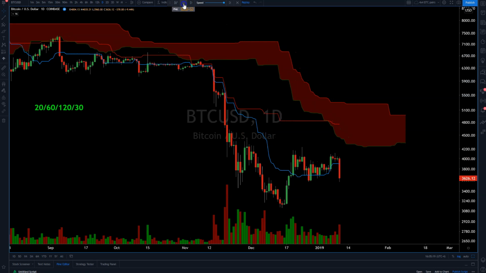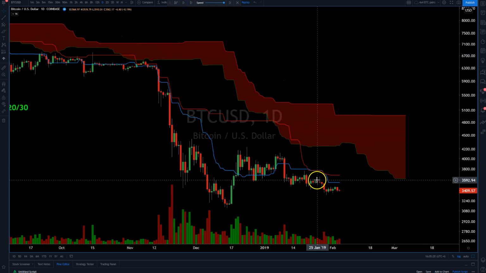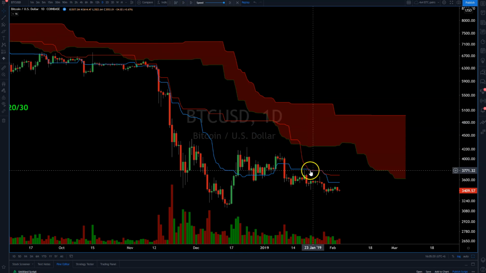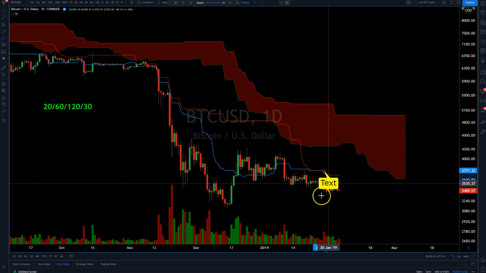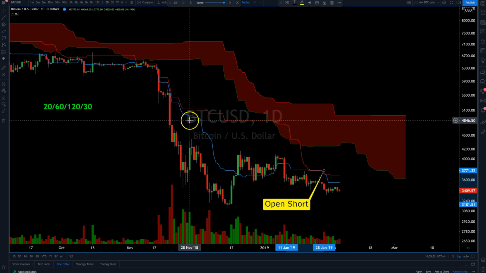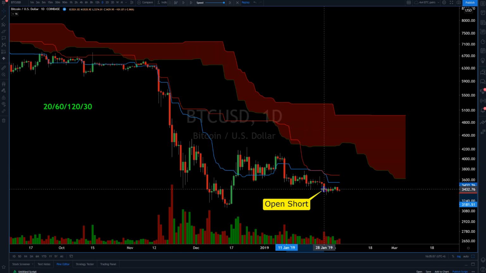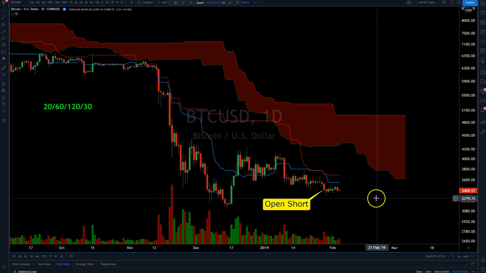So if we zoom out a little bit, keep going here. So the TK lines touch each other once again. They sort of crisscross and they recross bearish. So right at this point in time, what the cloud wants you to do is open a short. That's what it's telling you to do. It's telling you that there has been plenty of consolidation. There has been plenty of time for this to reverse, and it did not.